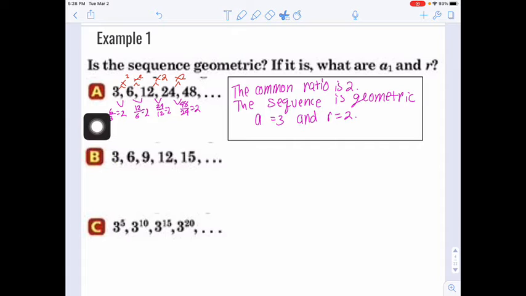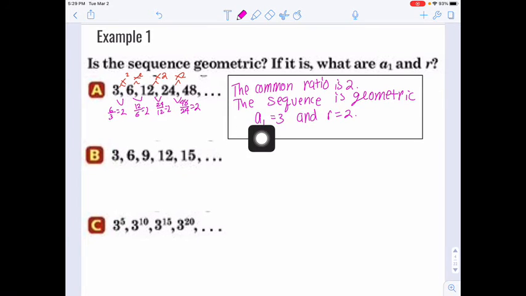To check if there is a common ratio, we take the second term and divide it by the first term. 6 divided by 3 gives us 2. And then we repeat this for the following terms. 12 divided by 6 also gives us 2. 24 divided by 12 gives us 2. 48 divided by 24 gives us 2. Another way to look at this is to say we multiply by 2 every single time. Therefore, the common ratio is 2, and the sequence is geometric. So our initial term is 3, and r is 2.